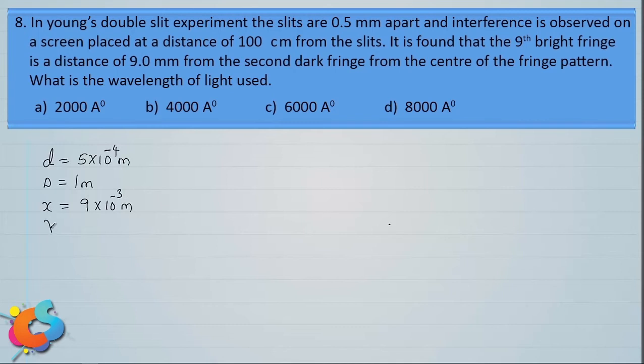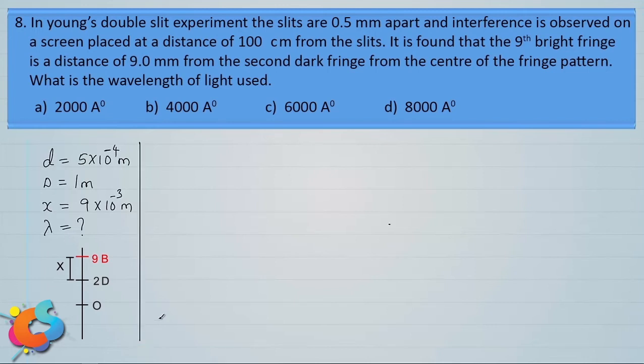Now to find the wavelength of light. Let's understand what is the distance given in the problem. If you consider this as the screen, and I call this the center of the screen O, let this be the second dark fringe, which I'll write as 2D, and let this be the ninth bright fringe, which is written as 9B. The distance between these two fringes is written as X. Using this, we are supposed to find out the wavelength of the light used.